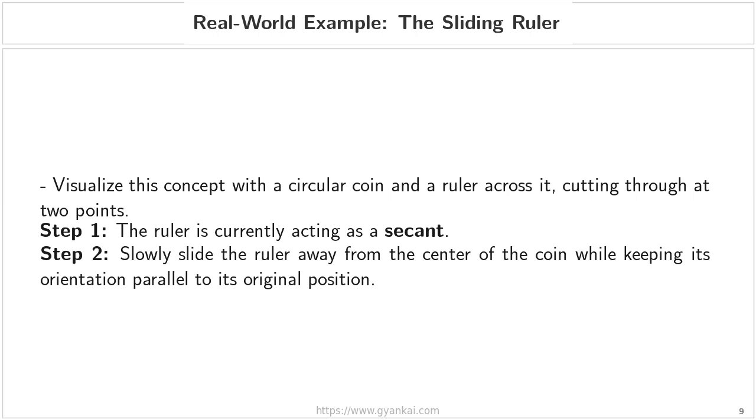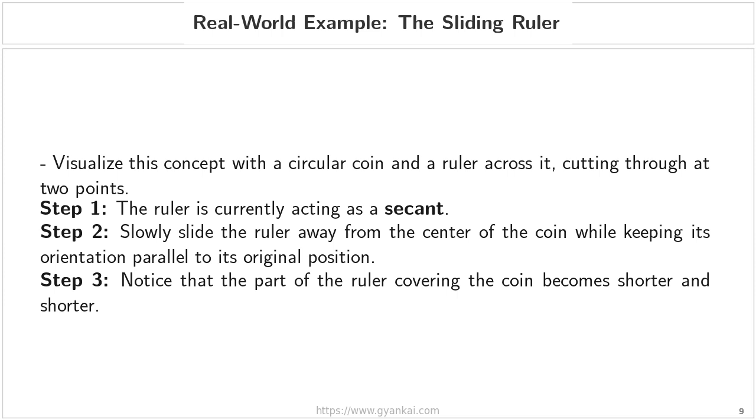Now, for step 2, I want you to imagine slowly sliding that ruler away from the center of the coin. The key here is to keep the ruler perfectly parallel to its original position. Don't rotate it, just slide it. As you perform step 3, pay close attention to the part of the ruler that is actually overlapping the coin.